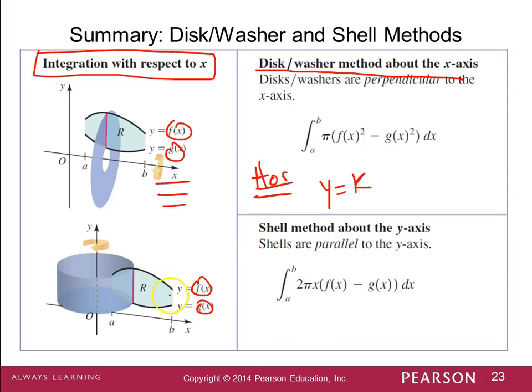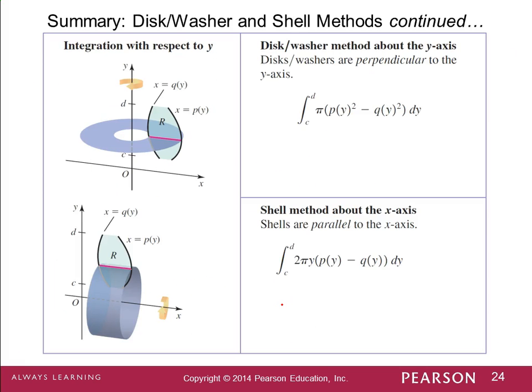However, if we have this same situation where we have functions of x, but we want to rotate about a vertical axis, so the y-axis or x equals some value k, then we want to use the shell method because it's set up to give us these parallel shells. Okay? Now, when we integrate with respect to y, it just flips. So if we integrate with respect to y and we rotate about the y-axis, then we want to use disc and washer. All right, and this also works for any x equals k.